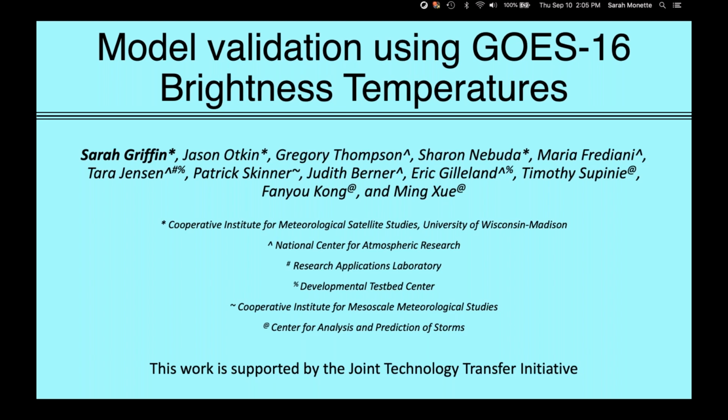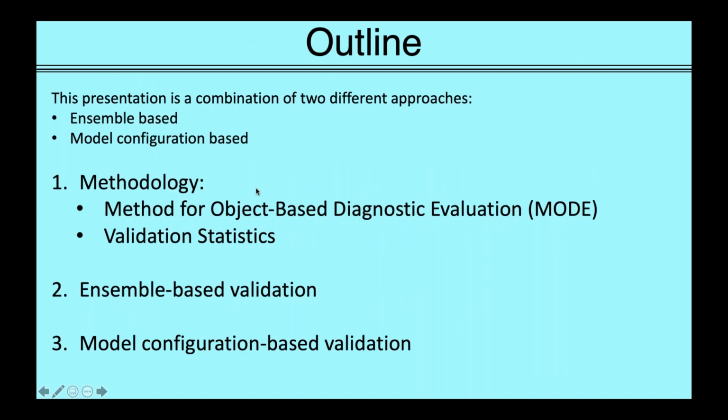Both of the projects are supported by the Joint Technology Transfer Initiative. Oops, let me click on that. There we go. So just to give you a brief outline, like I said, this presentation is going to be a combination of 2 different approaches. We're going to look at an ensemble-based approach as well as a model configuration-based approach. And what I mean by model configuration is different parameters in the model have changed, and we're trying to figure out what that does to the simulated brightness temperatures.